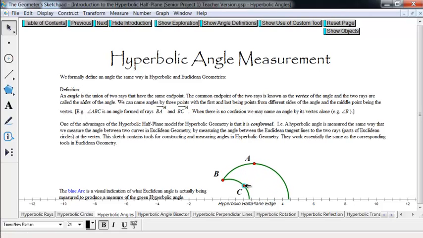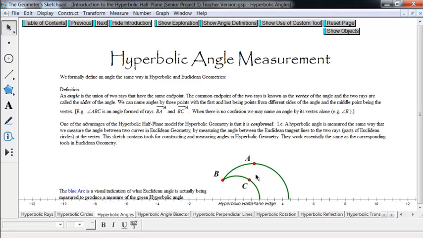Well, one of the nice things about hyperbolic geometry, at least this model of hyperbolic geometry, the hyperbolic half-plane model, is that it is a conformal model. So what does it mean for it to be conformal? It means that angles are measured exactly like they are in Euclidean geometry. Well, what do I mean by that? This is not a Euclidean angle, so what do we mean by that?